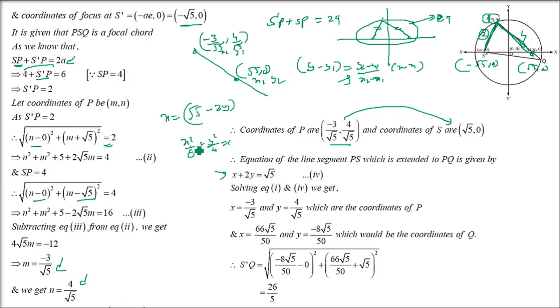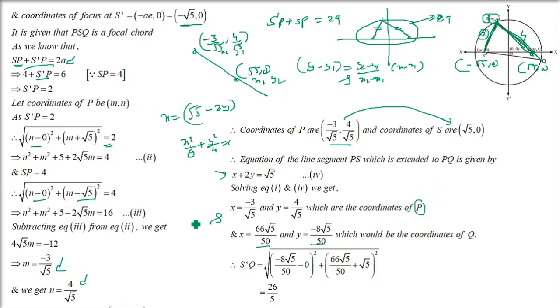We have to find out the intersection of this line with this ellipse. So we'll get the two endpoints of this chord. P is known, Q we are going to find out. So one point will be (-3 by root 5, 4 by root 5). That is already known to us. The second point, after solving this equation, you are going to get is (66 root 5 by 50, minus 8 root 5 by 50). These are the two, and this is the point Q.